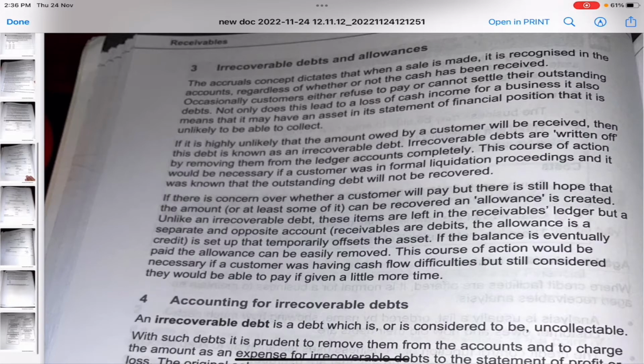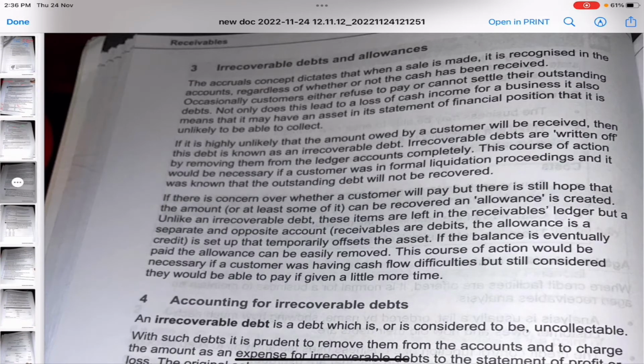So, did you understand what they're saying? You all remember what the accrual concept is. As in when you receive a thing, it should belong to this year, that will be recorded. That is what our accrual concept was, right? And that is what they're also saying. If it is highly unlikely that the amount owed by a customer will be received, then this debt is known as an irrecoverable debt. So, if we are sure that someone will not be paying us anymore, we know that this money will not come back to us, then it becomes an irrecoverable debt.